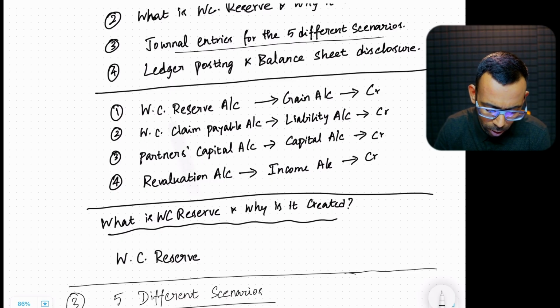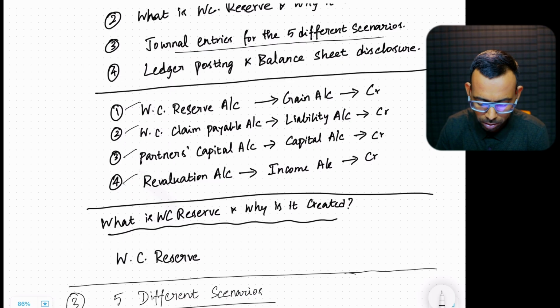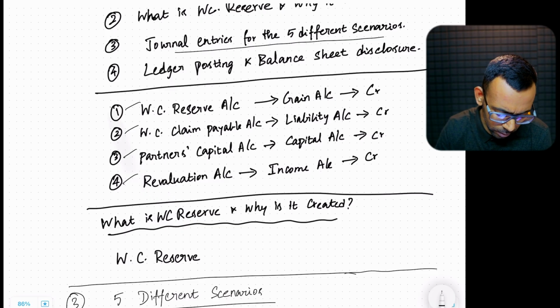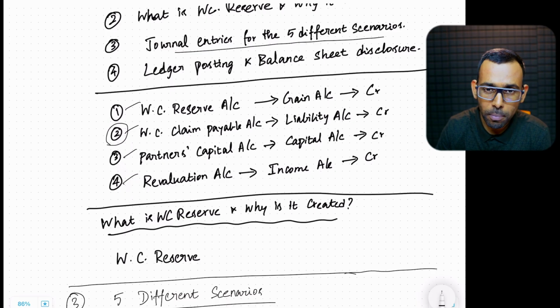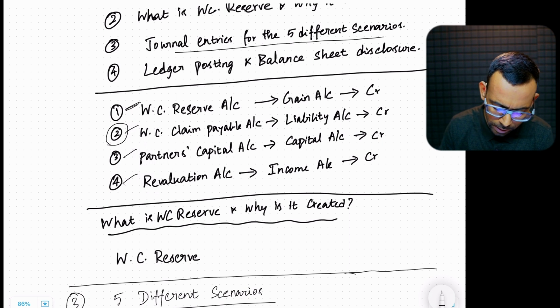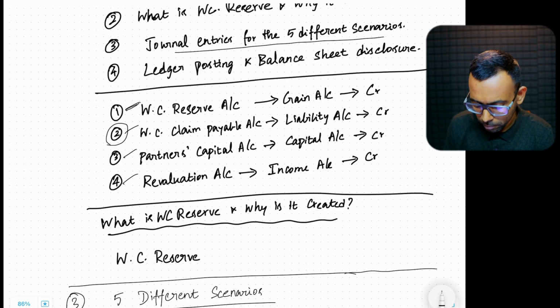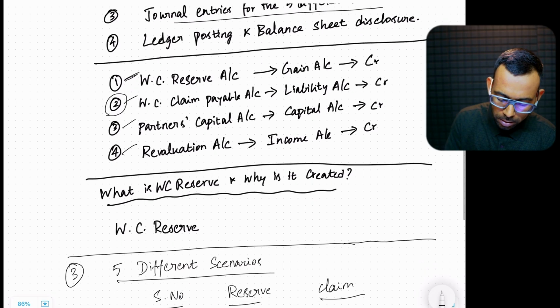Here you have workman compensation reserve, workman claim payable, and then partners' capital account, and then revaluation account. In every journal entry, workman claim payable will definitely come. The second most frequent is workman reserve. Partners' capital and revaluation account will come based on the situation. How it will come, where it will come, we will see.